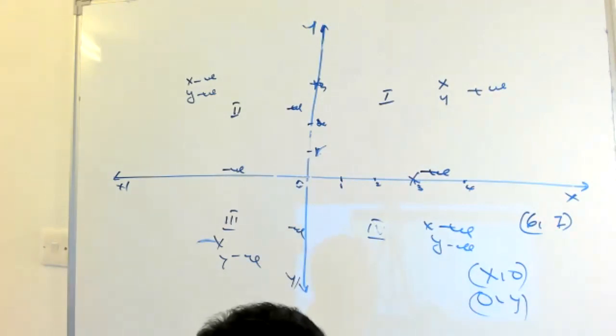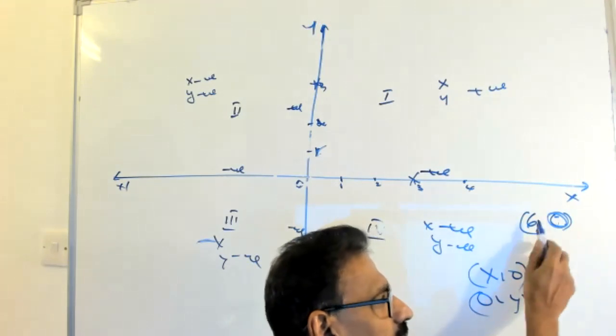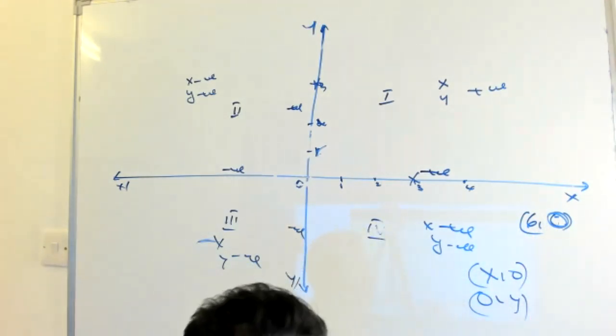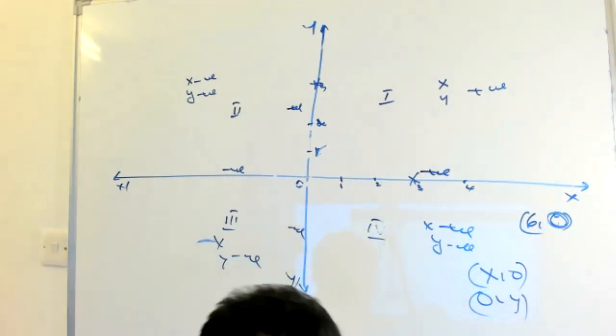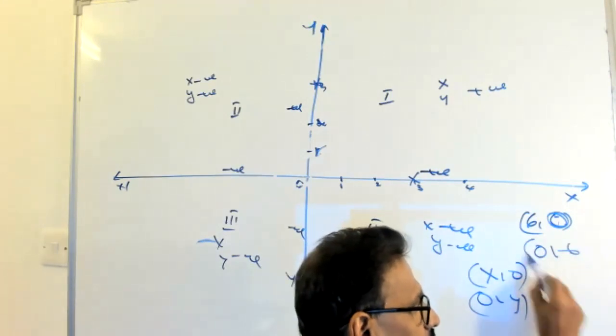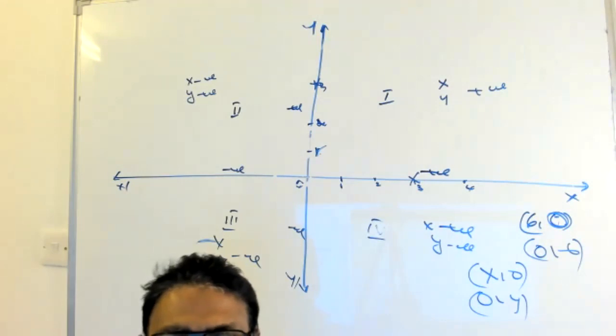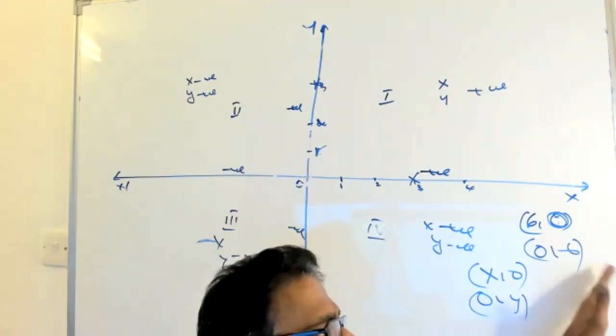Understood, no? Yes, sir. Okay, and (6, 0) means y is 0. That should be on the x axis. Clear or no? Not in the quadrant, it is on the x axis. If we get (0, 6), that means x is 0. X is 0 is on the y axis. That means this is the y axis.